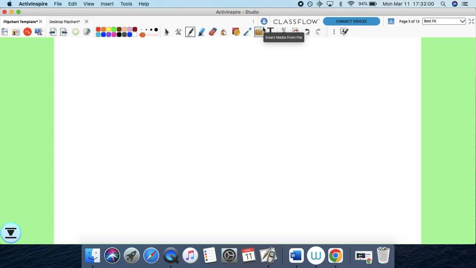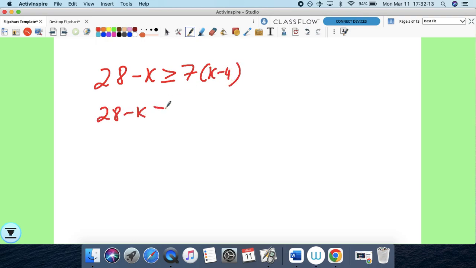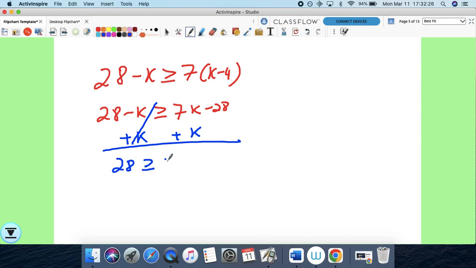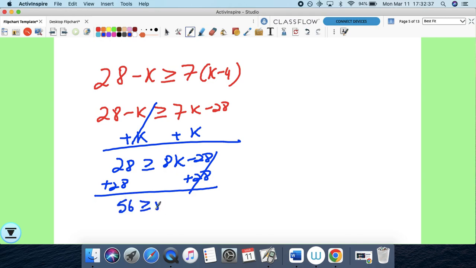Number 19. Ugh. Number 19 has a little distributive property. 28 minus k greater or equal to 7k minus 28. Yeah, variables on both sides. Let's get rid of minus k. I'm going to do plus k, plus k. That goes away. I get 28 greater or equal to 8k minus 28. I'm going to do now plus 28 here, plus 28. That goes away. I'm left with 56 is greater than 8k.